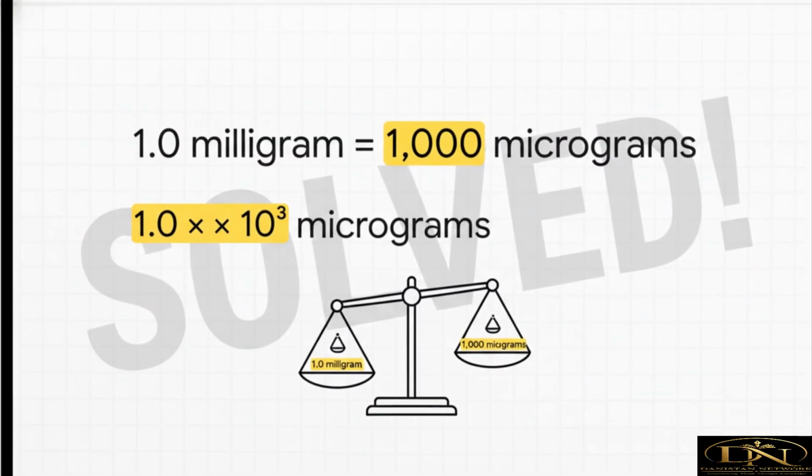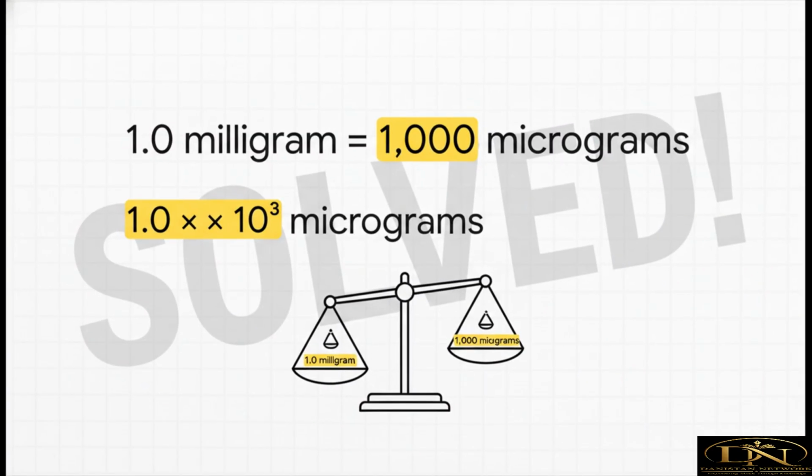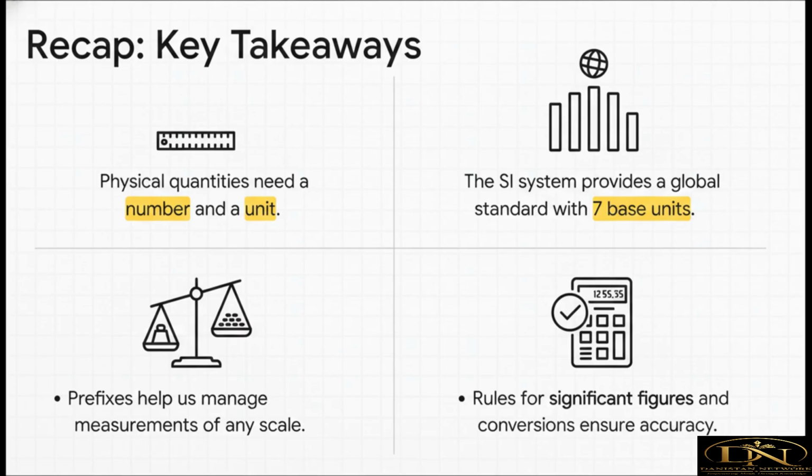And there we have it. The answer is 1,000. So there are 1,000 micrograms in 1 milligram. This is a perfect example of how those prefixes we talked about work in the real world. All right, let's do a quick recap. The big takeaways are physical quantities always need a number and a unit. The SI system is our global standard with its 7 foundational base units. Prefixes are our best friends for handling huge or tiny scales. And finally, the rules for significant figures and conversions make sure our science is accurate.